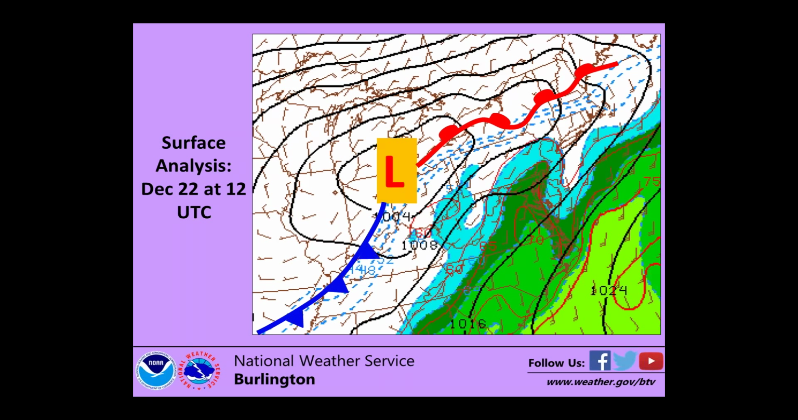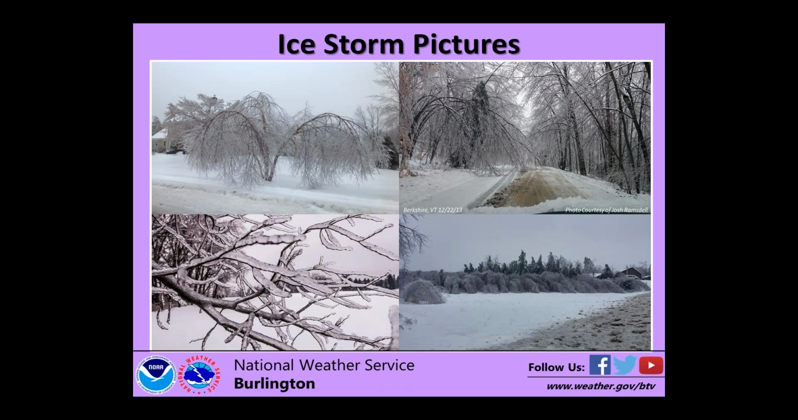Looking at the surface analysis on December 22nd in the morning, 8 a.m. or 12 Universal Time, we have that warm front that's actually stretching across New York, Vermont, New Hampshire, and into coastal Maine, as well as the shaded areas being moisture that is going to be moving up with that front.